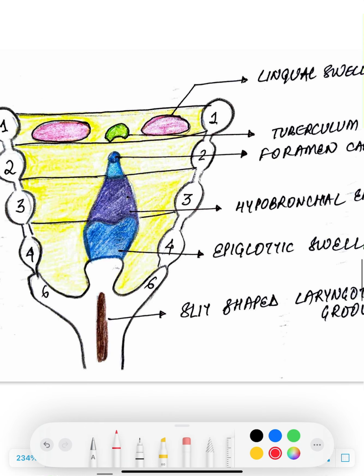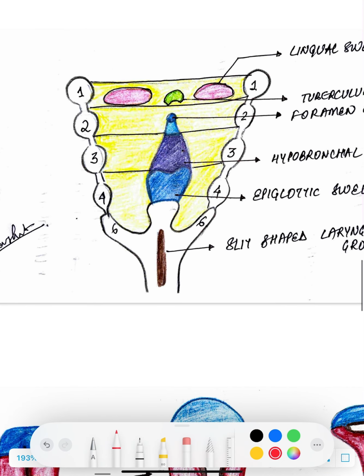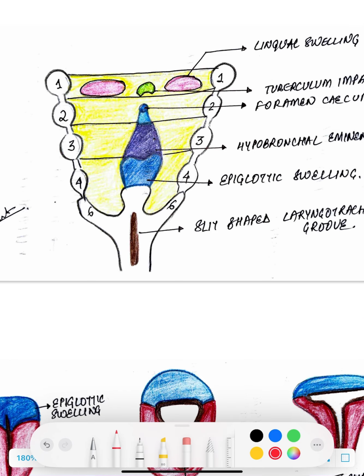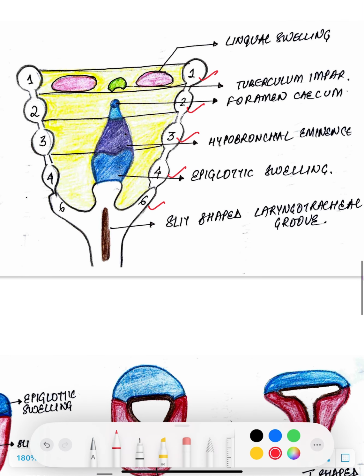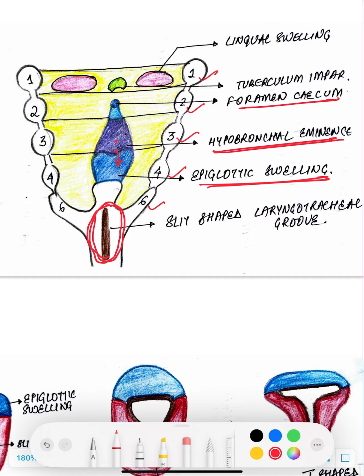Now we'll again see, we have opened these pharyngeal arches over here. This is the first arch, second arch, third arch, fourth arch, and the fifth arch. Okay, as you all know, these are the lingual swellings, and then we have the foramen cecum over here. Okay, this violet color is nothing but the hypobranchial eminence. Then below that we have the epiglottic swelling, and this portion, there is a slit-shaped portion which is called the laryngotracheal groove. Okay, so this leads to the development of the larynx.